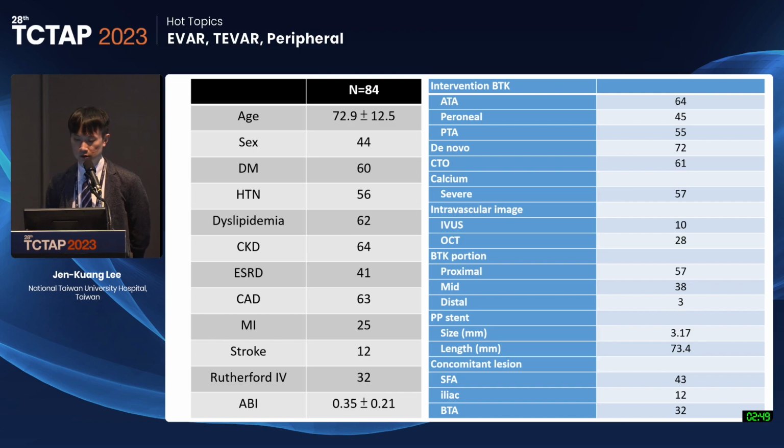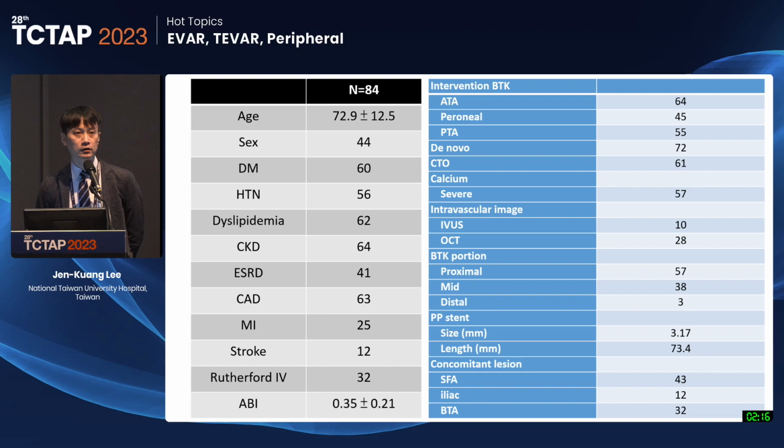For the BTK intervention, you can see the prevalence of ATA, peroneal, and PTA. ATA gets the most interventions, and CTO accounts for about 61 patients. We rarely use intravascular imaging due to the reimbursement issue. And below the knee, since we are going to put a stent in these patients, most stents are placed in the proximal to middle part, not the distal.